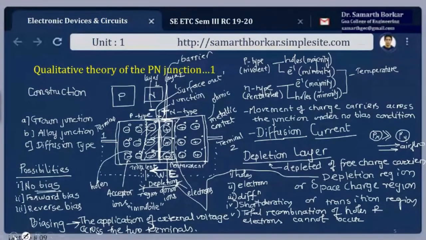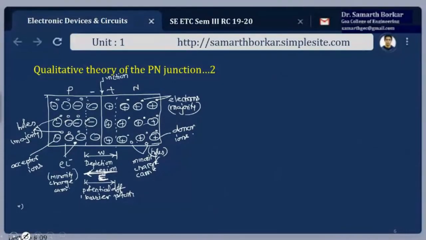Now, this region containing the acceptor and donor ions is referred to as depletion region. That is, there is depletion of mobile charge carriers, that is holes and electrons. So we don't have any free charge carriers in this region. And this region has immobile, meaning fixed, ions which are electrically charged. So it is also referred to as space charge region.